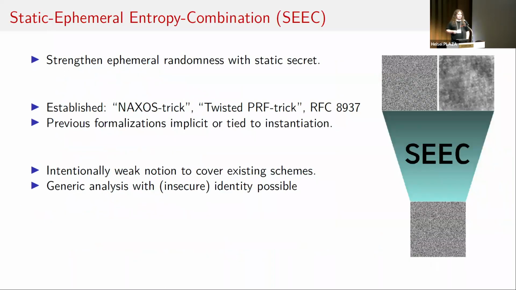So I talked about how we need to cheat. There is this technique of combining the ephemeral randomness with a static secret. I think the first use case where this was used was the Nexus trick. Later on, there is a paper that introduced a twisted PRF trick to do similar things. We actually have an RFC on a technique that is based on signatures. Interestingly enough, though, this was never introduced as its own primitive.